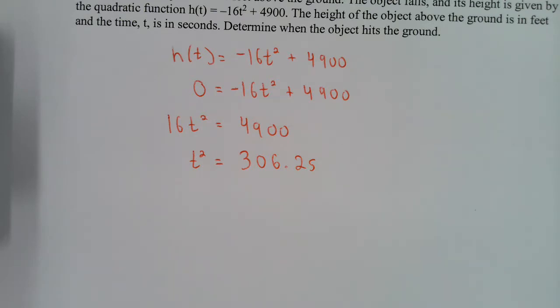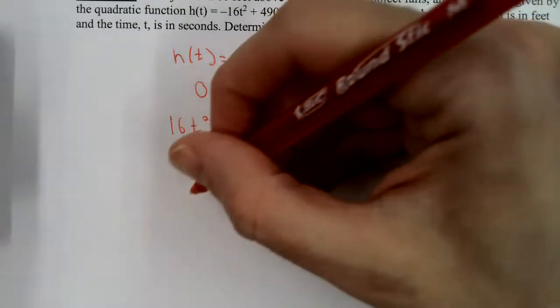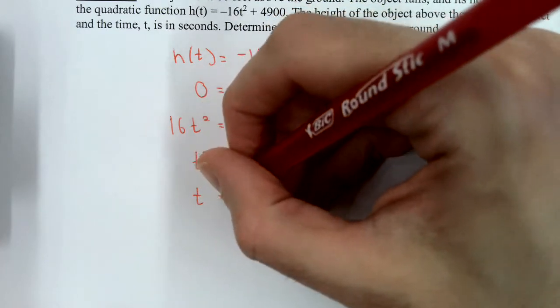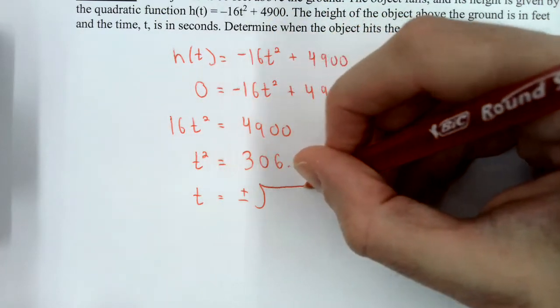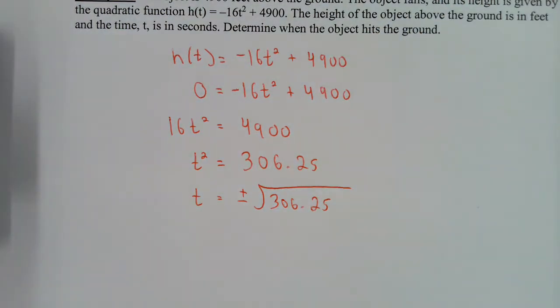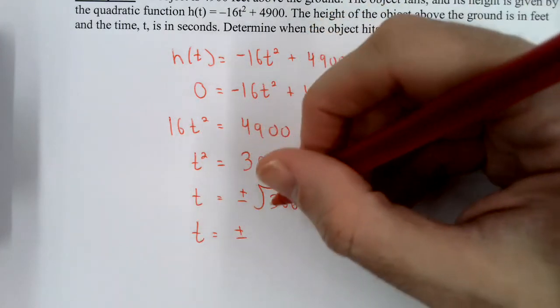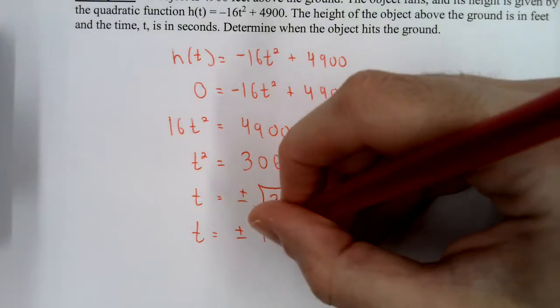If I want to solve for t and I have t squared, think back to the last unit. You are going to take the square root of each side. The square root of t squared is just t, and you're going to take positive and negative square root of 306.25. Now use a calculator, and you're going to get t equals positive and negative 17.5.